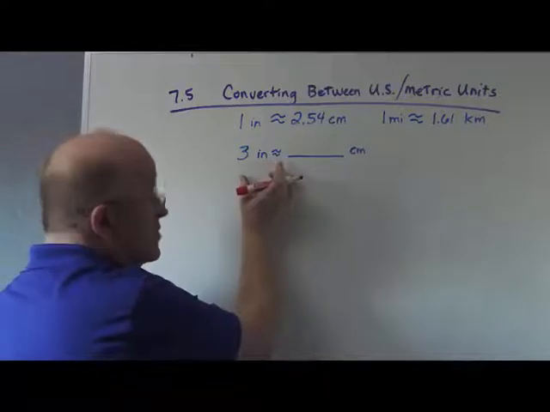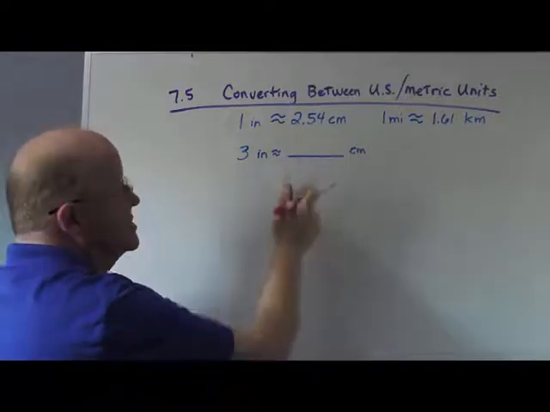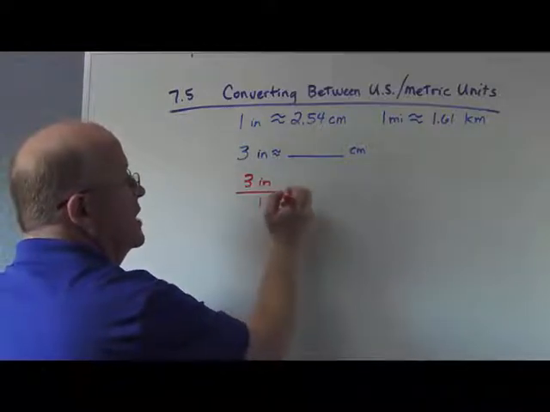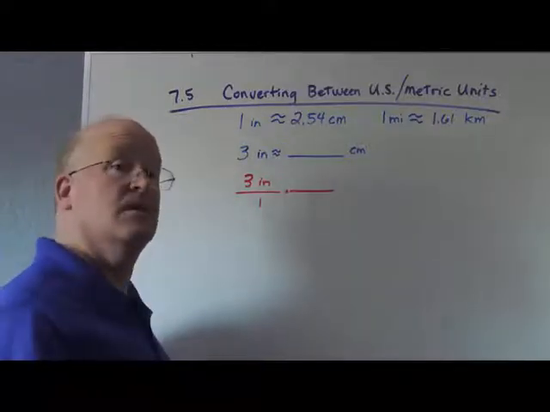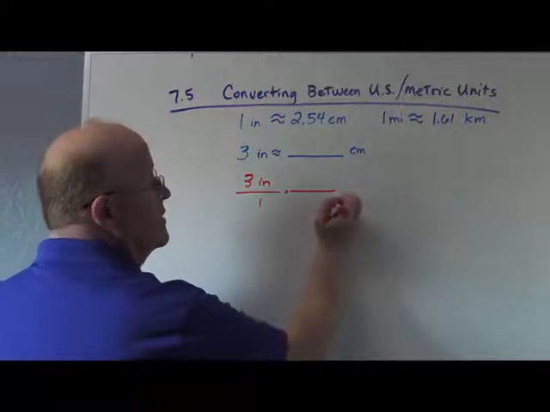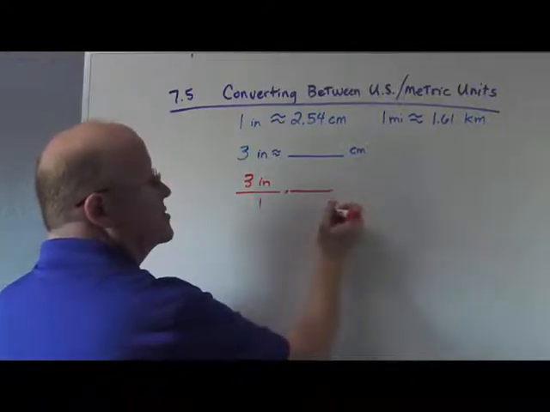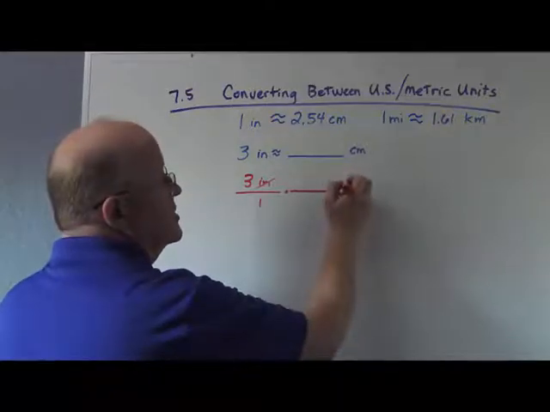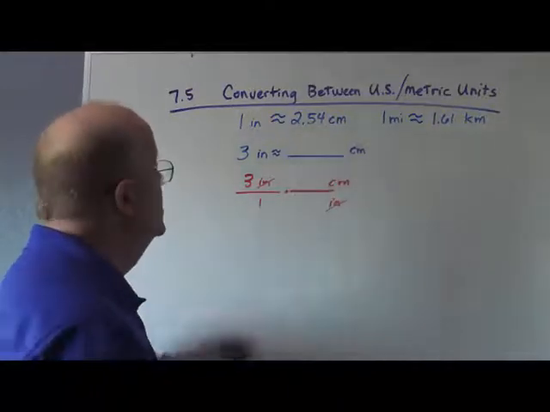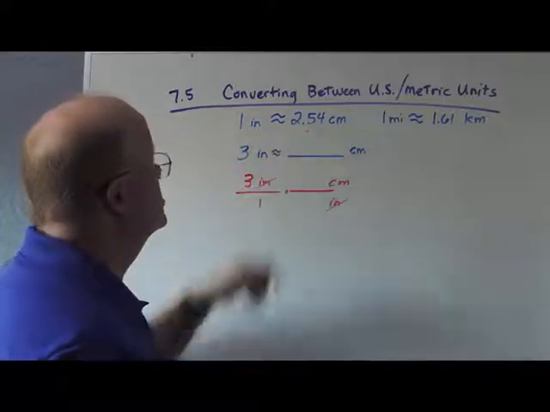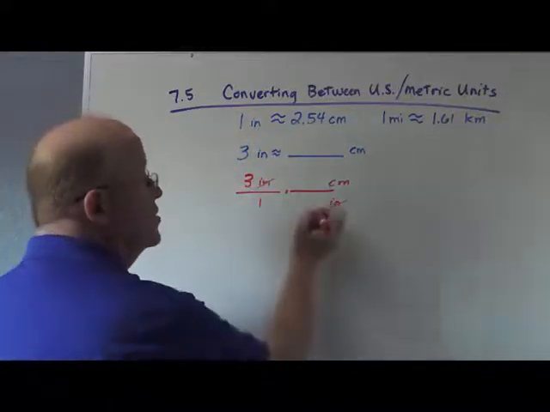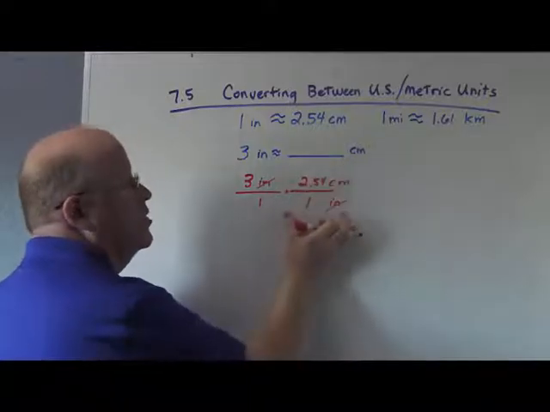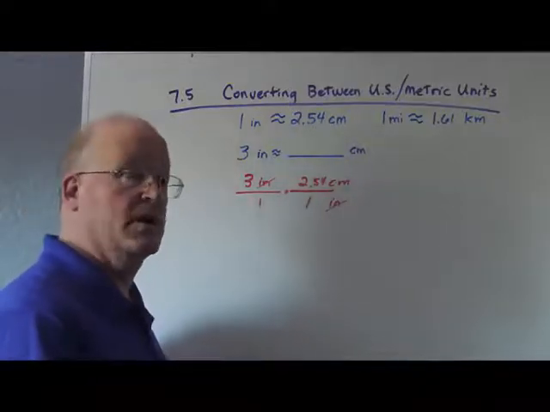So when I need to convert 3 inches to centimeters, I want to write my 3 inches over 1. And then I want to multiply by some conversion fraction that's going to have inches in the denominator so that those inches will cancel each other out, and introduce centimeters in the numerator. Since we know that 1 inch is 2.54 centimeters, we can fill in this conversion fraction and know that this fraction is equal to 1.